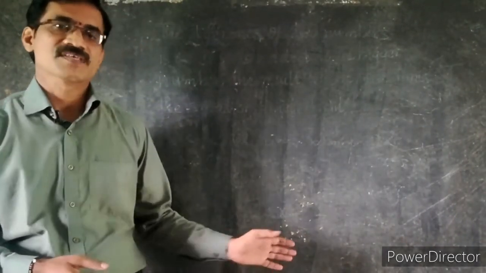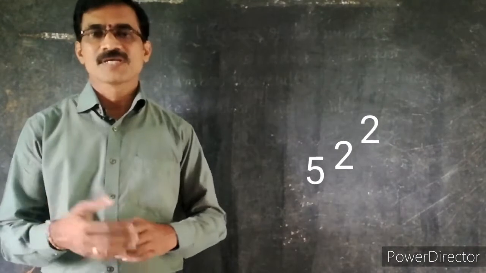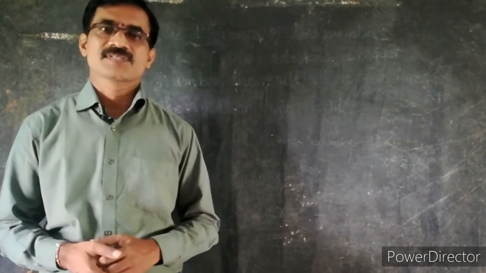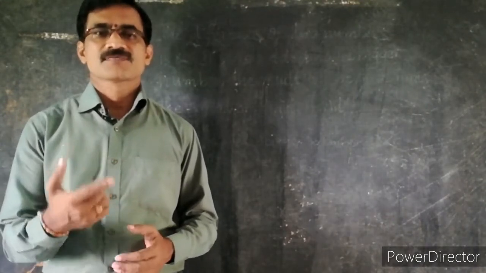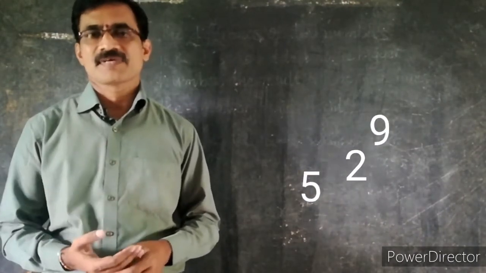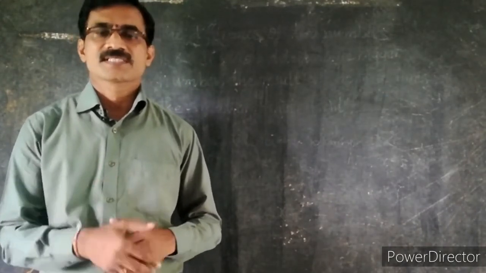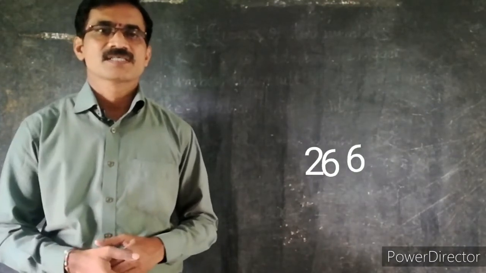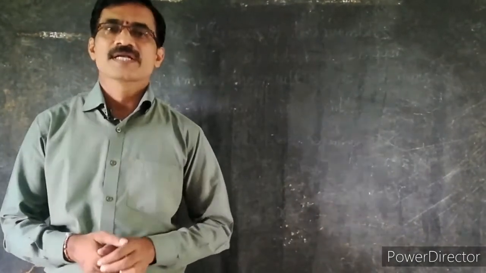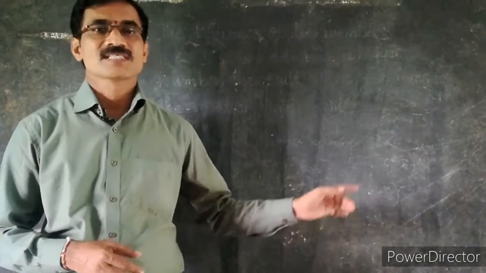The first multiple of 7 is 252. And the next 2 consecutive multiples, what are they? 252 plus 7, you add 7 to 252, so you get 259, that is the second multiple. And again add 7, 259 plus 7, you will get 266. So these are the 3 consecutive multiples of 7 whose sum is 777.